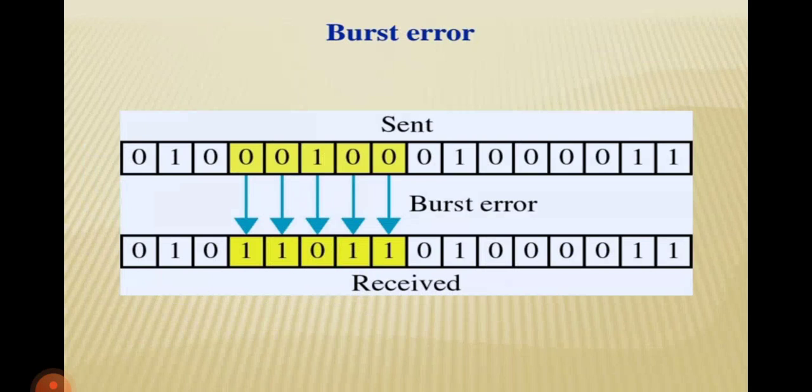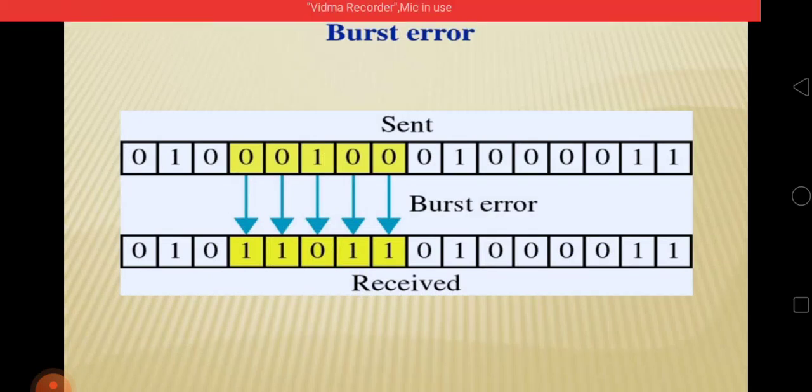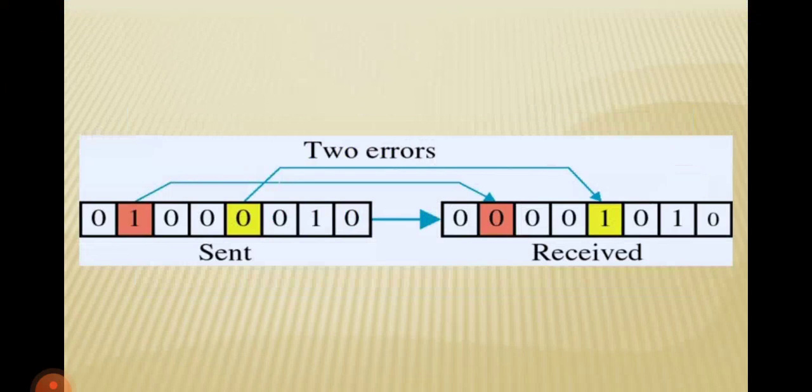The data which is sent as 01000100, but the received data is 01011011. The data is changed from the 4th bit to the 8th bit, so it is called a burst error. Similarly, in this one, the 2nd and 5th bits are changed.